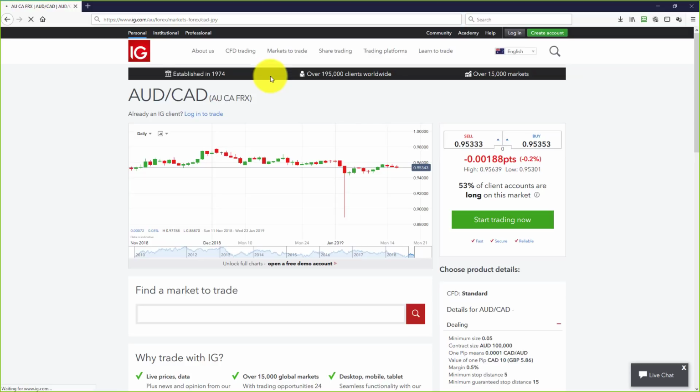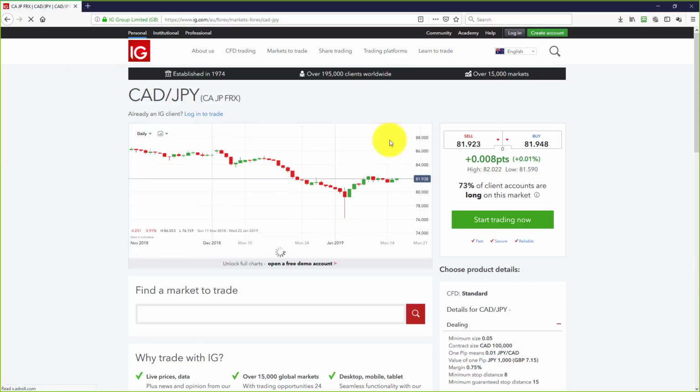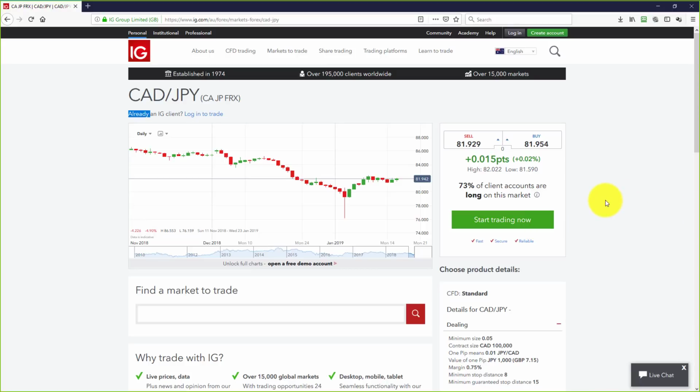The CAD yen. Now you can see my screen here that has the CAD yen. This is the page here, and it tells you how many retail traders at this broker are long the CAD yen. Does everyone see this? Is this something you can see? Hopefully, yes. Cool. Great.